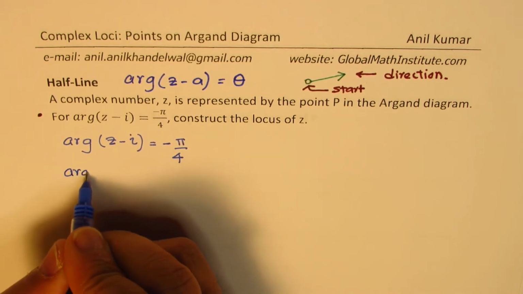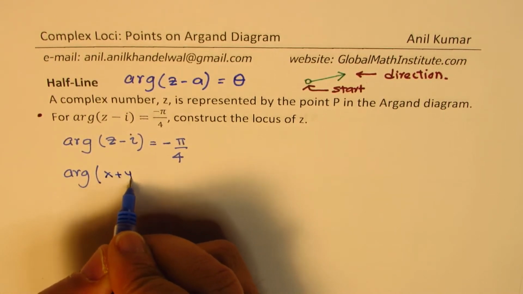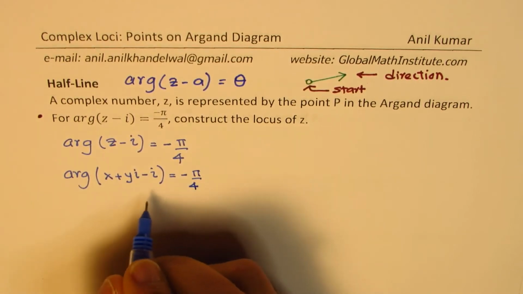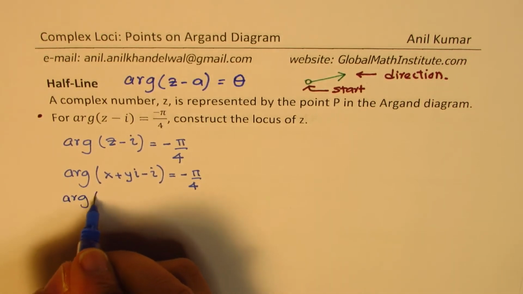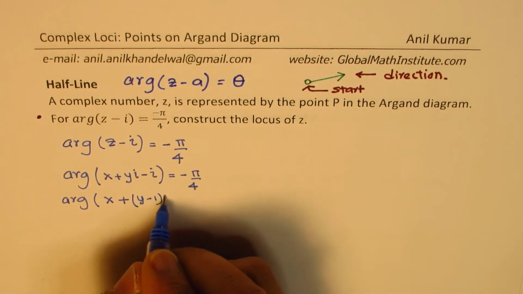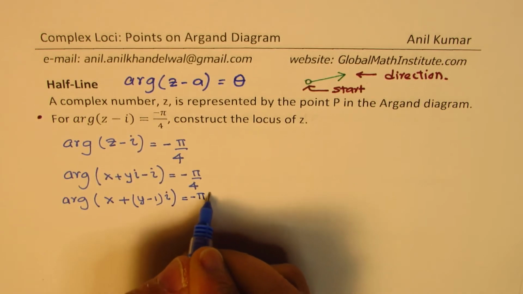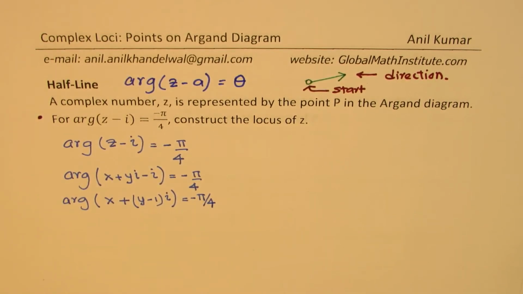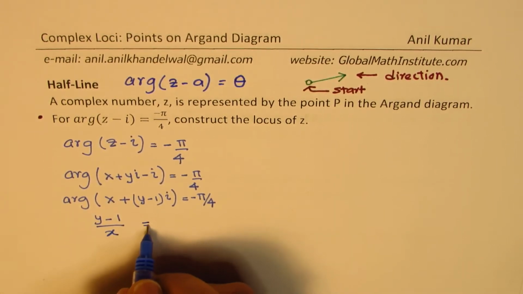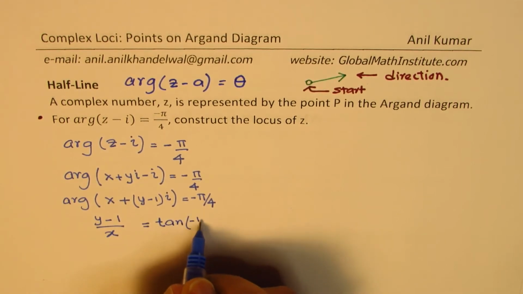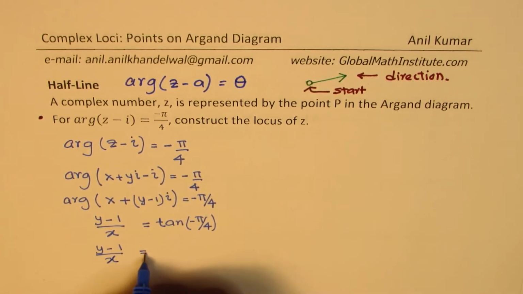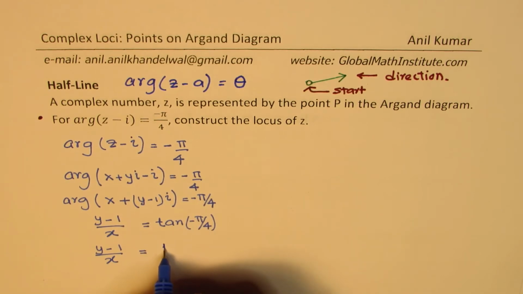So we can write this as argument x plus yi minus i equals minus pi by 4. Let me club the terms together. We get x plus (y minus 1)i equals minus pi by 4. Correct. So that basically means that (y minus 1) over x is equal to tan of negative pi by 4, and that is (y minus 1) over x is equal to tan of minus pi by 4, which is minus 1.